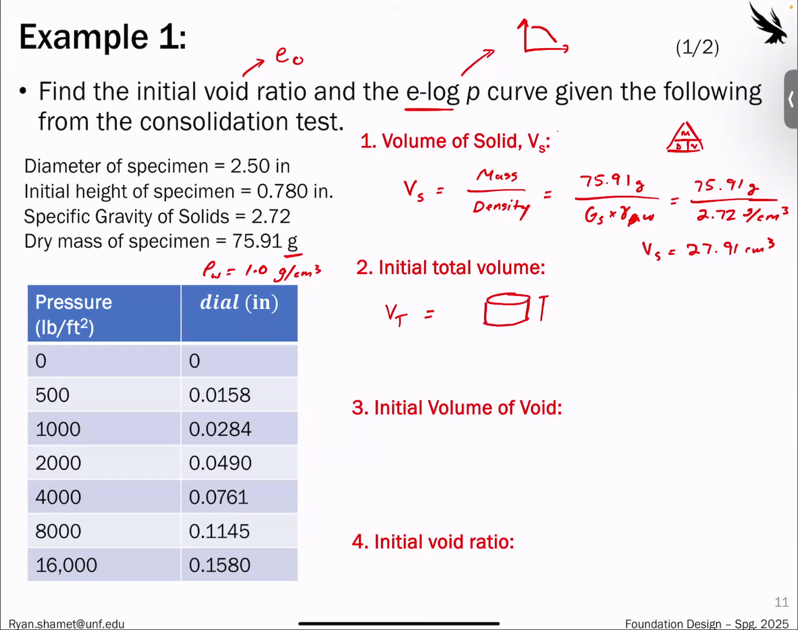So we're told the initial height is 0.78 inches. Initial diameter is 2.5 inches. So the total volume, I'm just going to put V naught, is pi r squared times the height. And then doing that out, it is 3.829 inches cubed. And then since we have our Vs in cubic centimeters, I'm just going to put it in cubic centimeters too, which is 62.74 cubic centimeters.